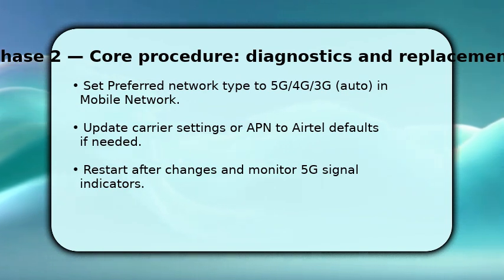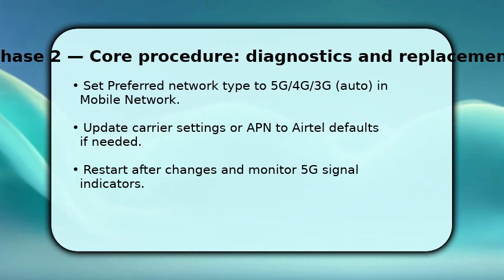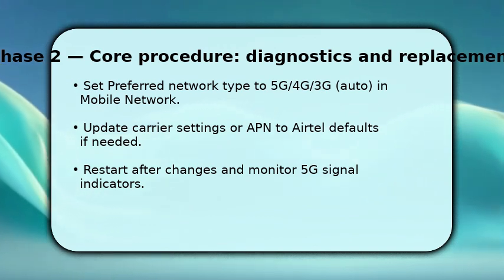Next, verify the Airtel APN and carrier settings, and update them if the operator pushed a profile but it failed to install. Make sure software and carrier firmware are current. Updates often enable 5G bands.